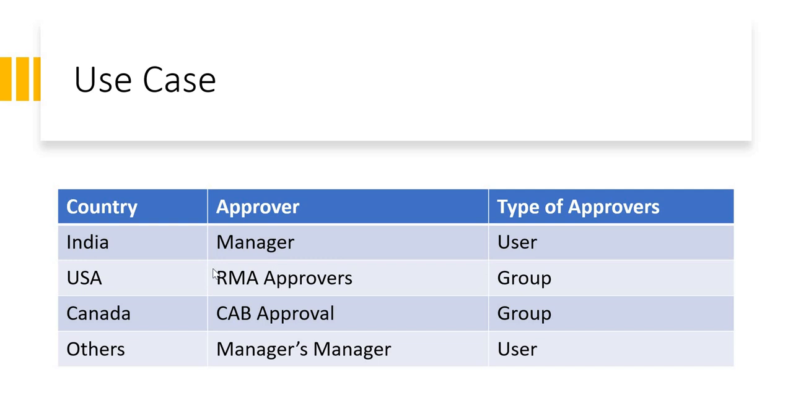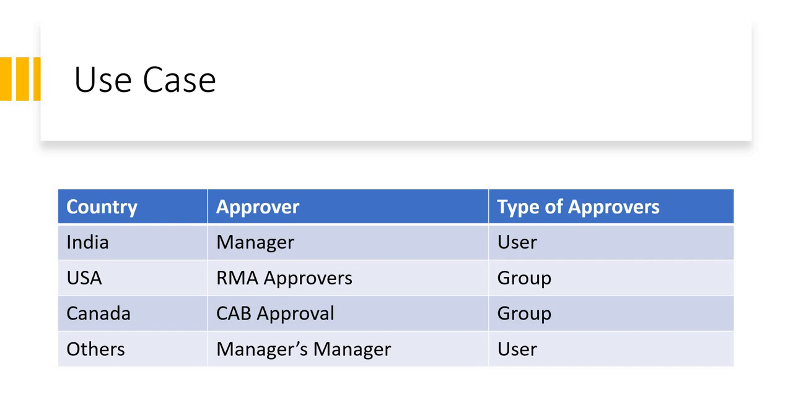So my ServiceNow system is completely out of the box. So whatever I am using, except the managers, everything is out of the box. Next is for Canada, it would be sent to CAV approval, which is also a group type of approver. And if the user belongs to some other location other than these, then the approval should be sent to the manager's manager, and this is of the type user.